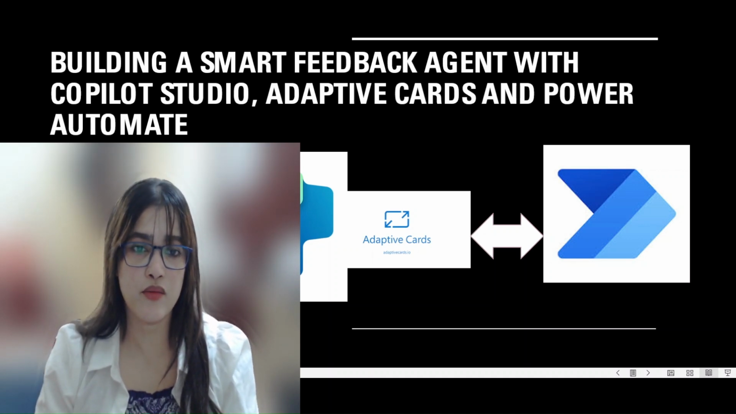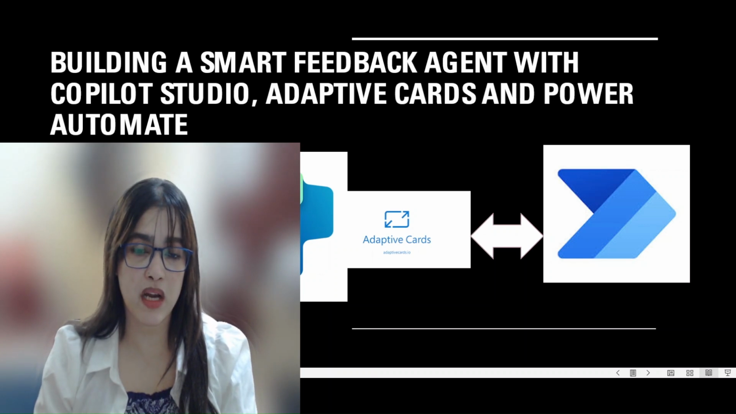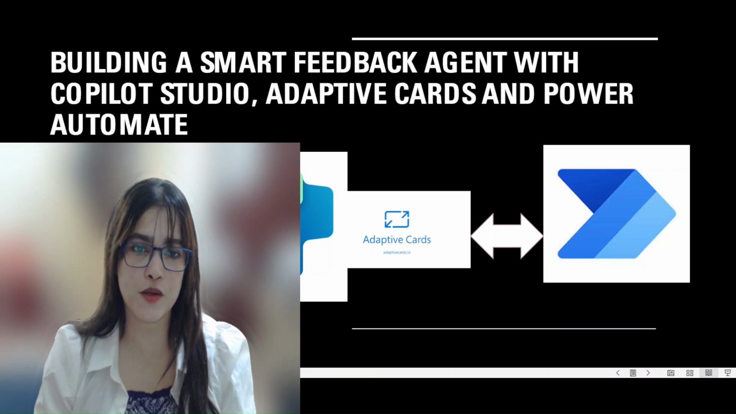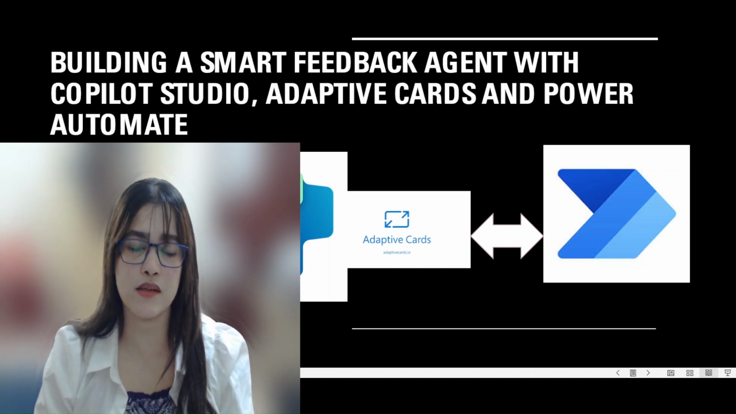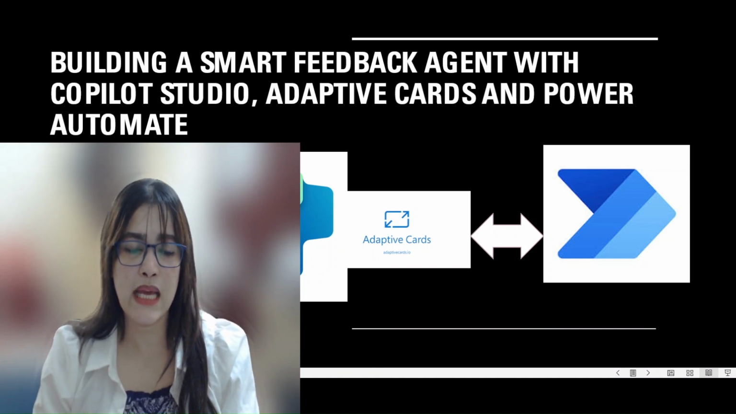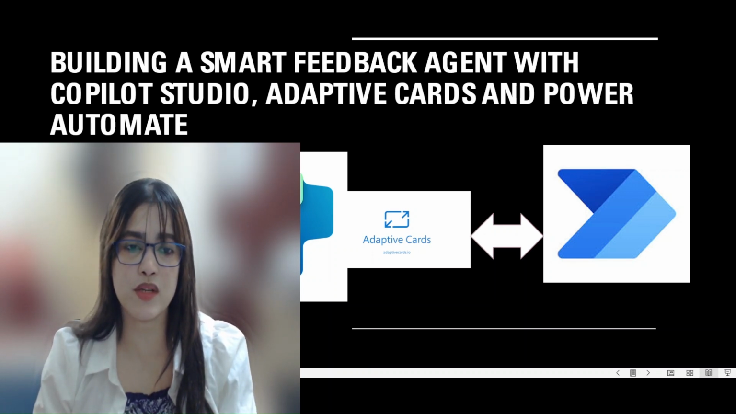But that's not all. We also leverage Power Automate to process the feedback very efficiently. Whether you want to store the feedback in a database, send notifications, or trigger other flows, Power Automate has got you covered. So here in this video, I'm doing only the sending of notifications, based on the feedback which we are collecting from the Copilot agent. By the end of this video, you will have a fully functional feedback agent which can enhance user engagement and streamline your feedback collection process.